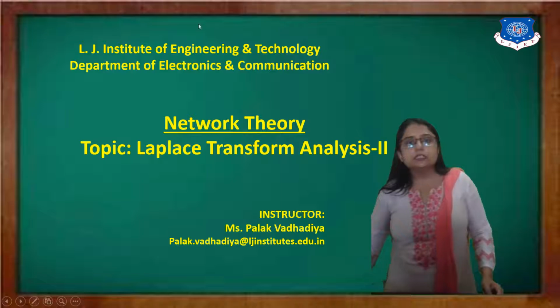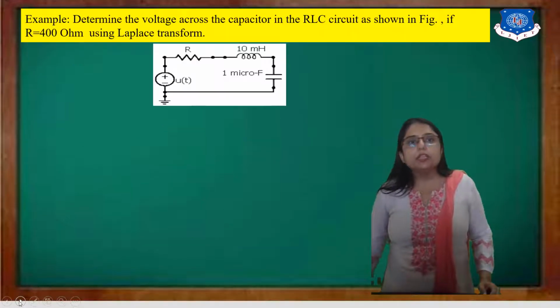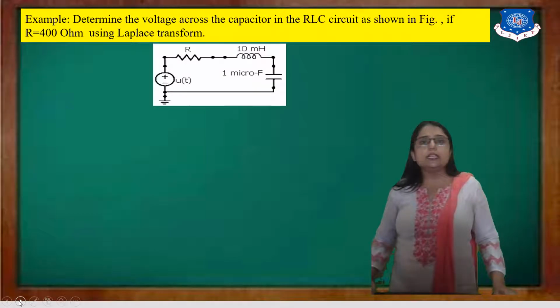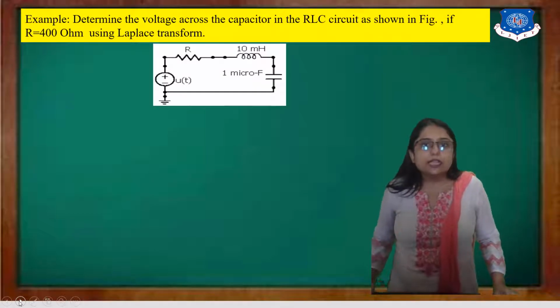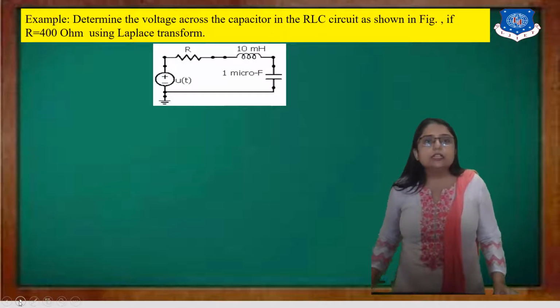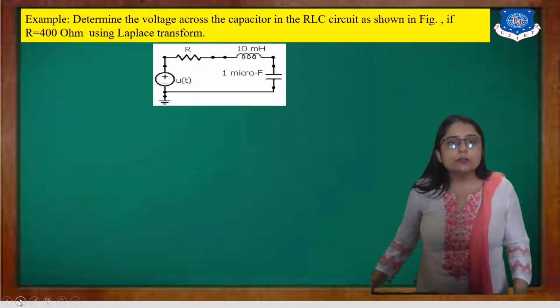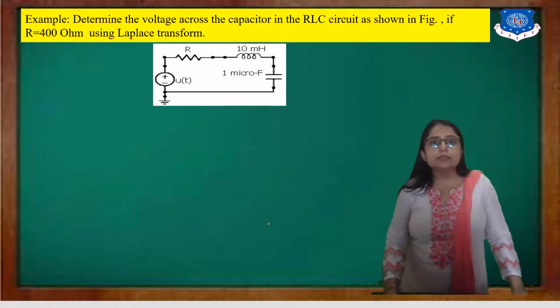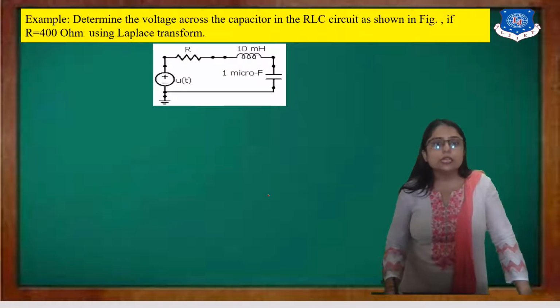So let's discuss one example: determine the voltage across the capacitor in the series RLC circuit as given in the figure, if the value of the resistor R equals 400 ohm, using the Laplace transform method. Here we have a series RLC circuit and we want to find the loop current I of t using the Laplace transform method.